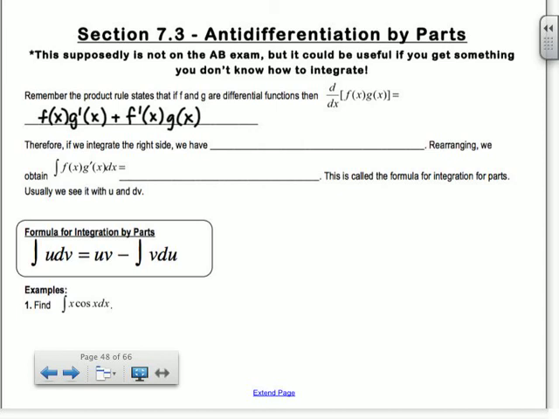So if we integrate the right side, f of x, g prime of x, dx. Okay, so if you integrate the right side, you would have the integral of f of x, g prime of x, dx, plus the integral of f prime of x, g of x, dx.